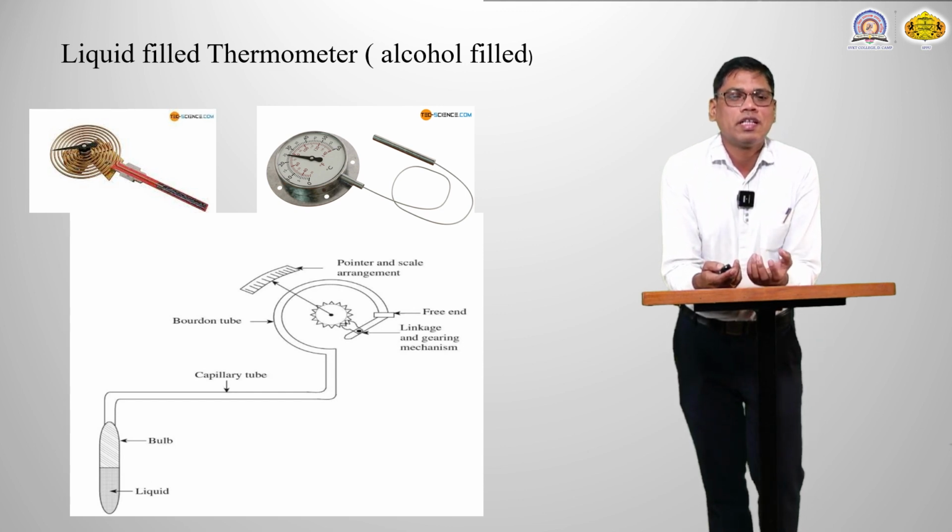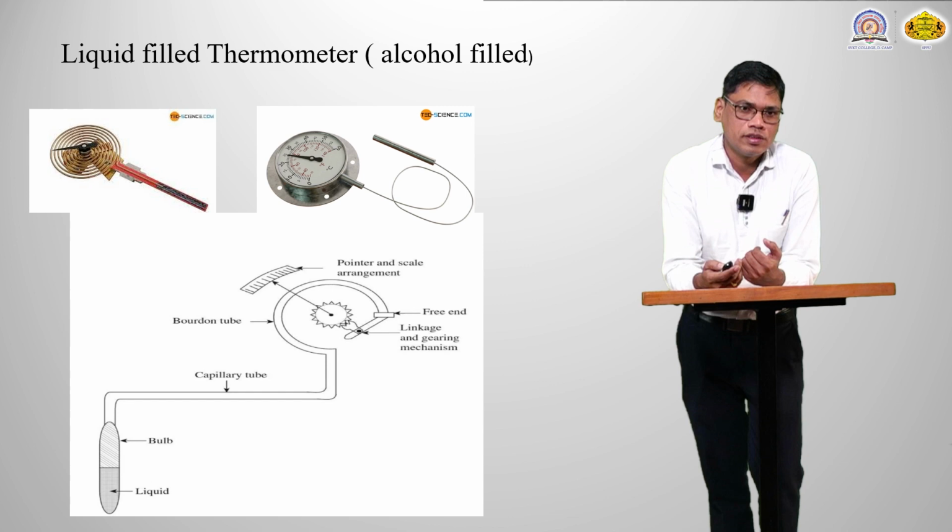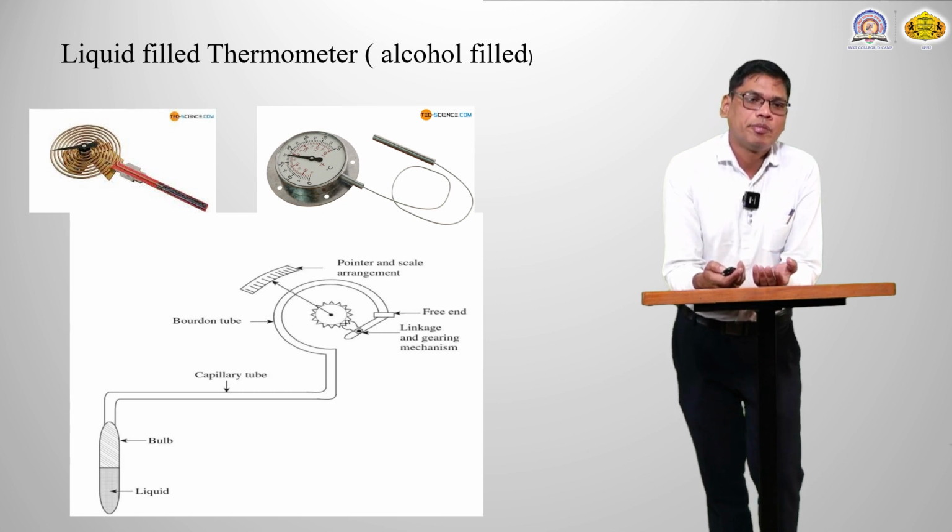the liquid in that bulb will expand, and because of the expansion, the Bourdon tube gets displaced. Because of the displacement, we will get a deflection, and this deflection is proportional to the change in the temperature.